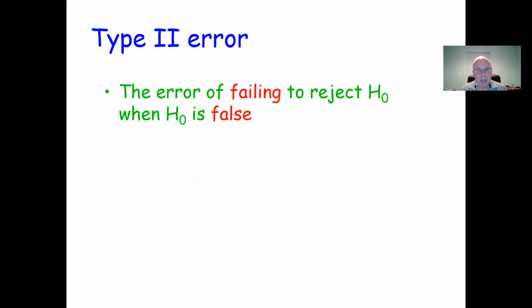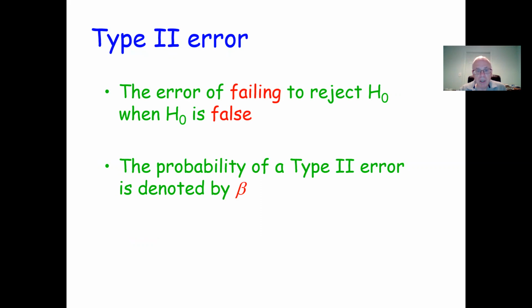Type 2 error is the error of failing to reject a null. Right? Not enough evidence to reject the null, when the null hypothesis is actually false and the alternative should have been chosen. The probability of a type 2 error is denoted by the Greek letter beta.